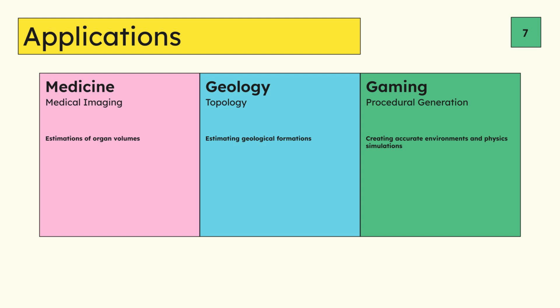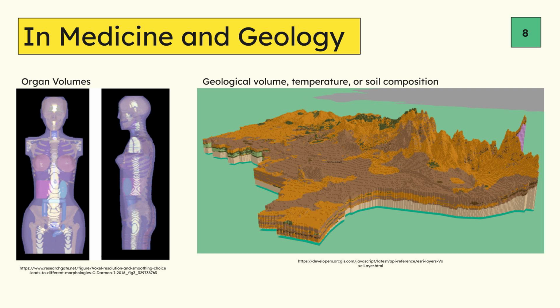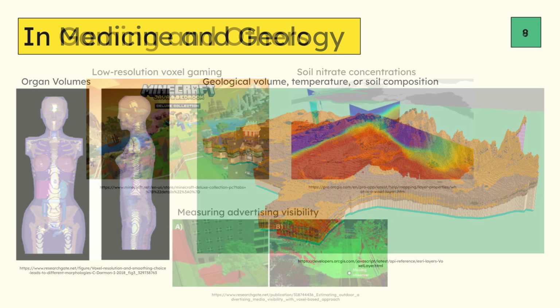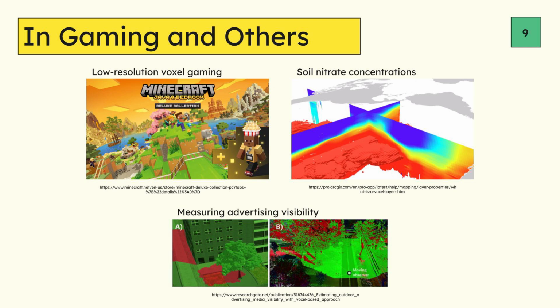Voxels are used in medicine, geology, and gaming. They allow for precise digital representations of real-world shapes, enabling design, measurement, and simulation across various industries. For example, in medicine, bodily structures can be measured to determine health. In geology, voxels can provide other data such as temperature or soil composition. In gaming, low-resolution voxel builds have provided us with timeless stories. Other applications include determining nitrate concentration in soil and measuring advertising visibility.